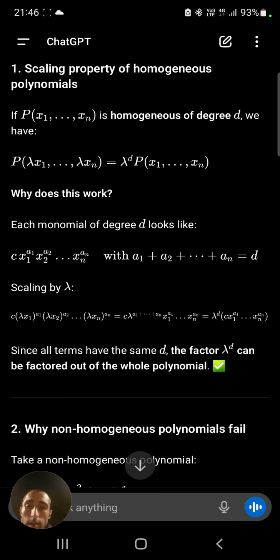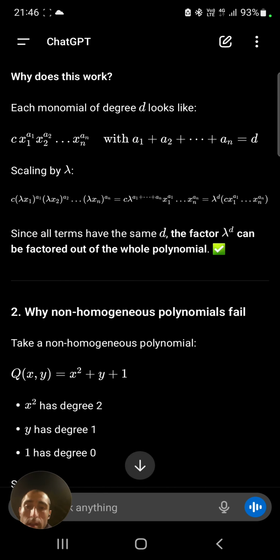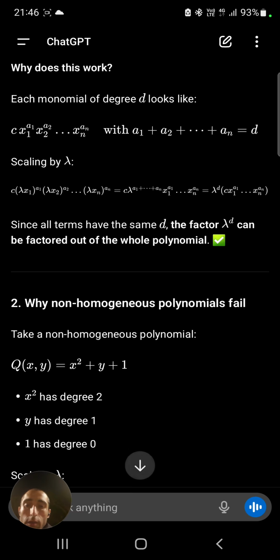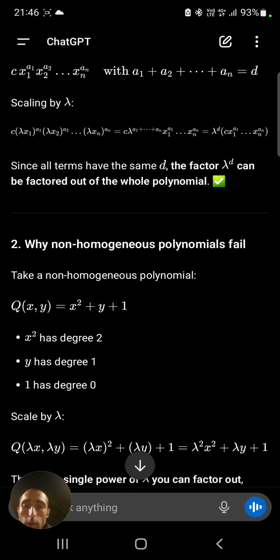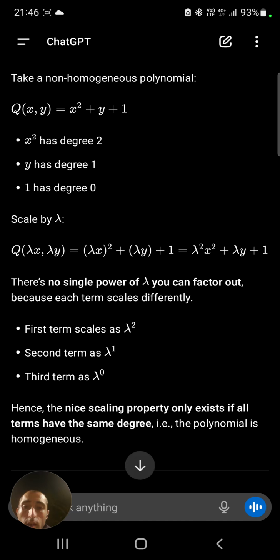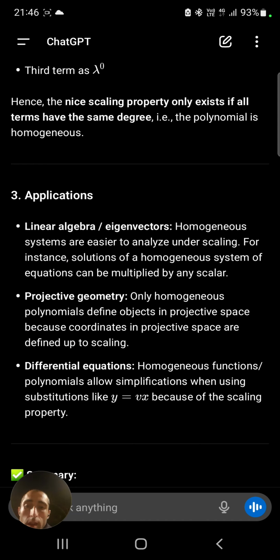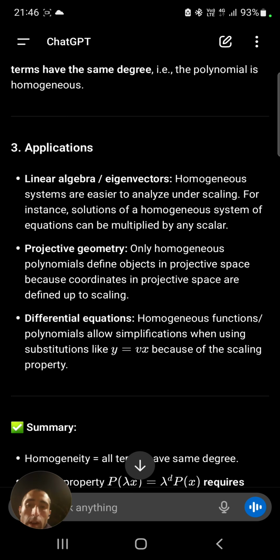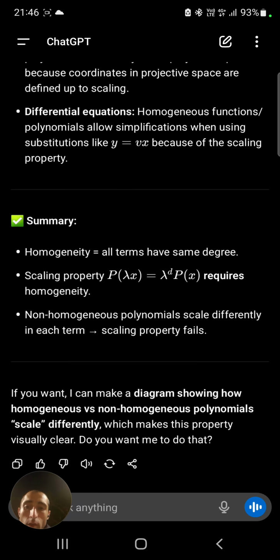You can see that it works, and that inside the polynomial the coefficient will always be to the same degree, so we can take it out. But for the non-homogeneous polynomial in this case, you can see that the lambda is to a different power in each term, so you cannot just scale it out as you did for the homogeneous polynomial. Now there are applications in linear algebra, projection, and differential equations, but I'm not getting to it right now.